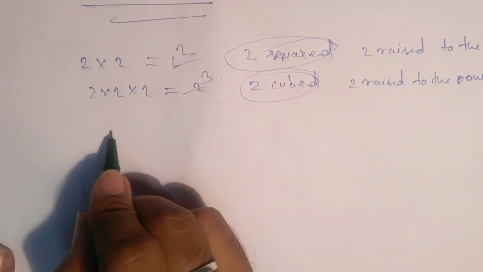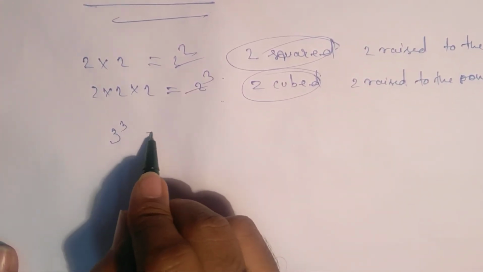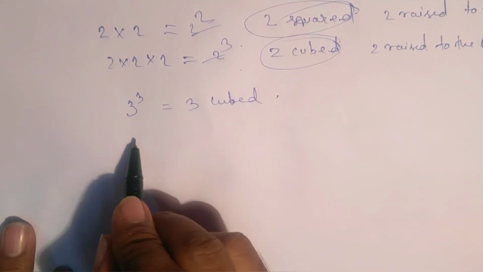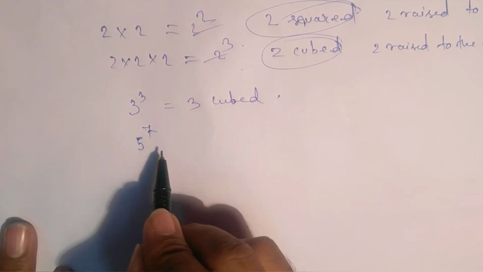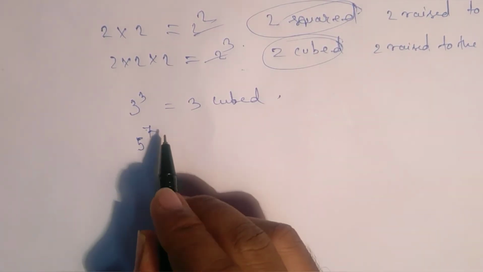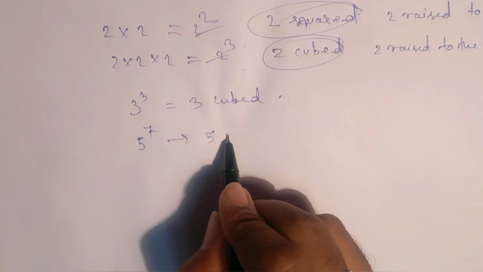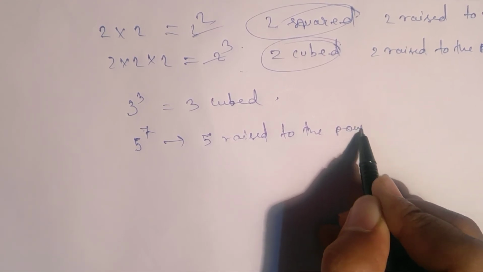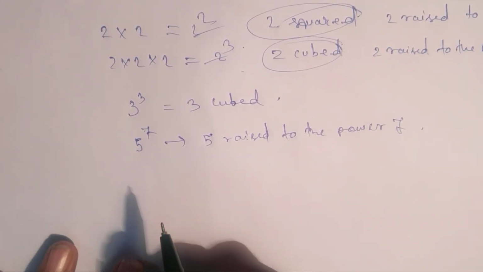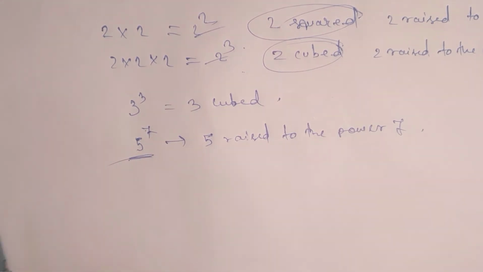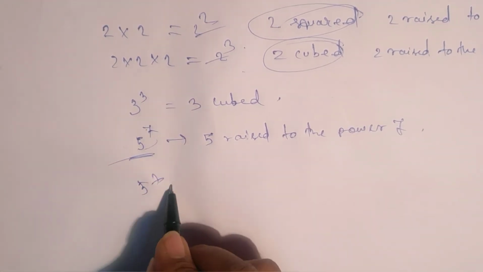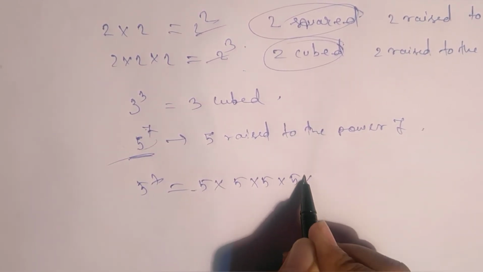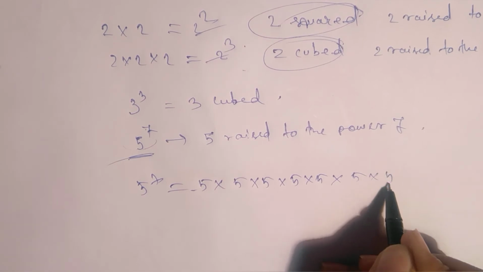Now we have a special name for these two. Means if we take here 3 cubed, then we can say 3 cubed. Remember, if we take 5 to the power 7, we cannot give any special name. So how are you going to read it? As 5 raised to the power 7. This way we are going to read it. Now what does it mean? That means if we take 5 to the power 7, that means 5 multiplied 7 times. 2, 3, 4, 5, 6, 7.